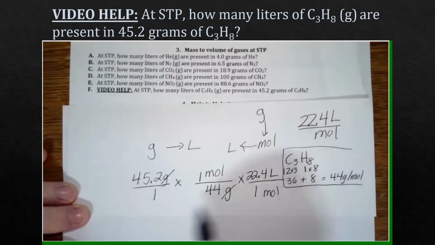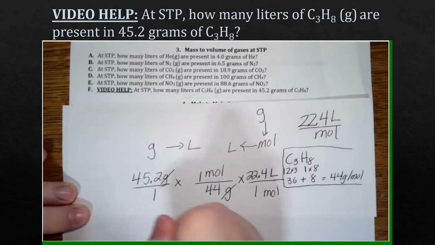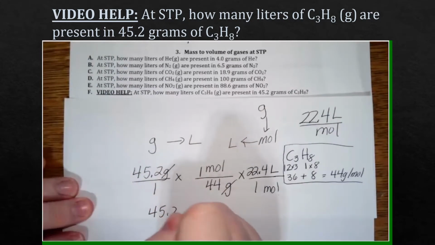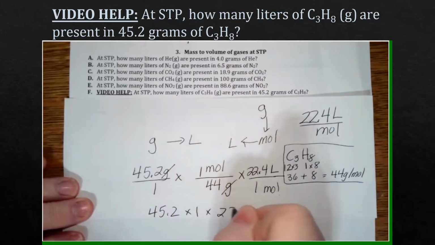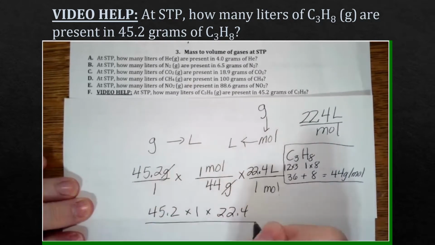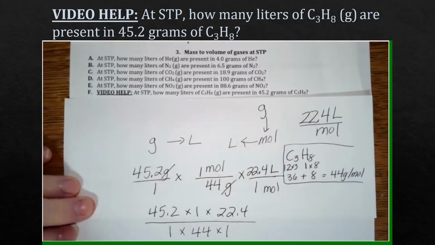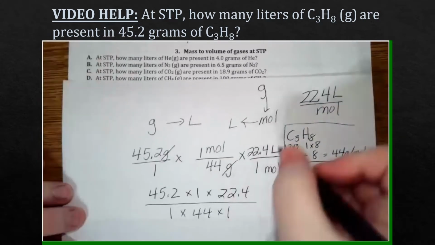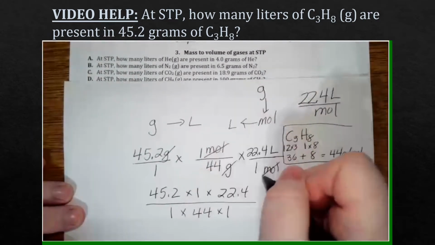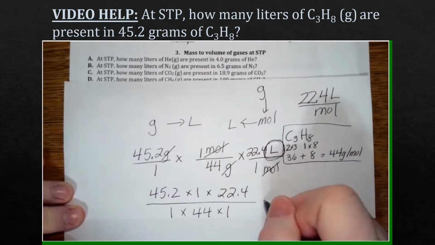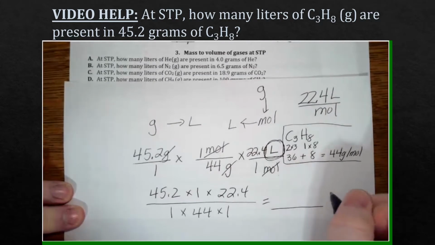So now I'm stuck right here. What do I do? Well, I'm going to multiply across the top: 45.2 times 1 times 22.4. And then I'm going to multiply across the bottom. You will make fewer mistakes that way. My moles have canceled out. I'm left with liters as my unit, so this is going to equal something liters.